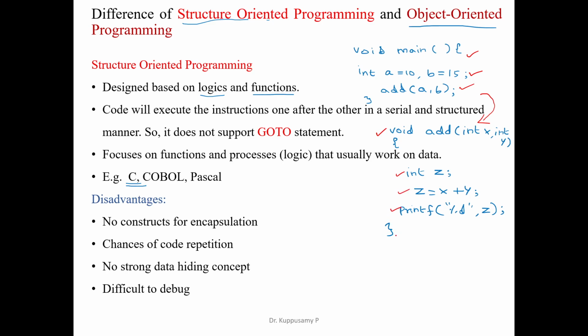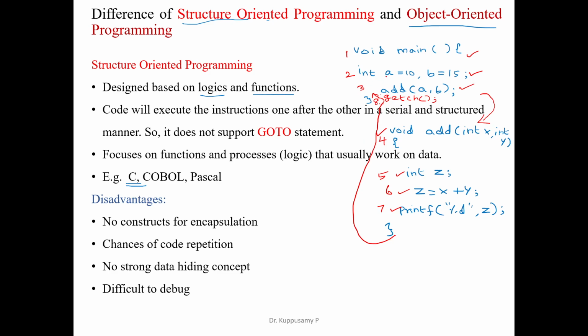It's over now. Once over, control again goes back to here, the next line after add of a comma b. So here the first line is executed, void main, second line integer, this one, third one, then fourth one, fifth one, sixth one, seventh one. Again the eighth one, it will come here. For example, here getch will be there, one of the statements after a comma b. So it will be the eighth one.